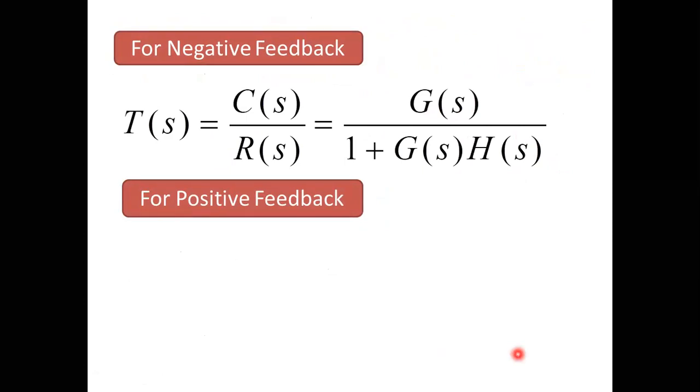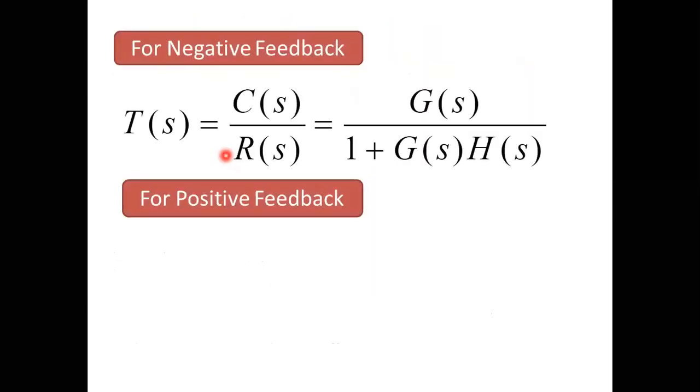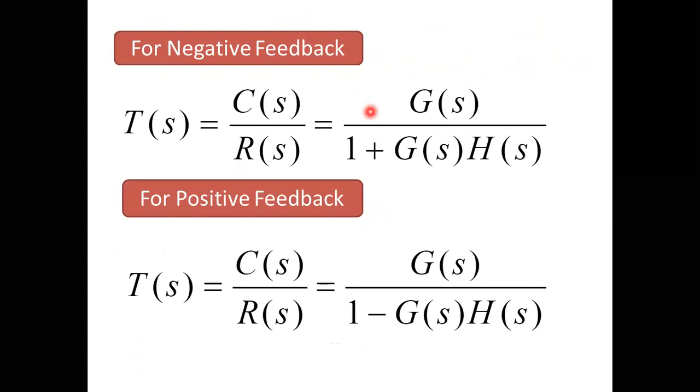In positive feedback, you are very much aware what we will do: we will just provide a positive feedback over here. So this is the case of negative feedback and positive feedback expressions. You must remember that for negative feedback, the denominator expression is 1 plus G(s)H(s), and in positive feedback, the expression is 1 minus G(s)H(s).